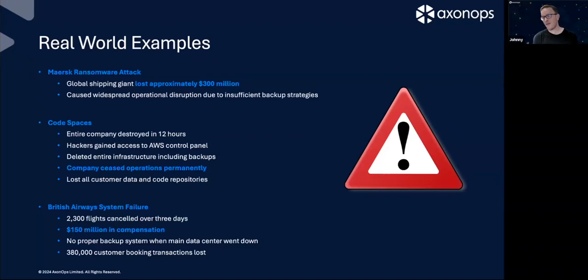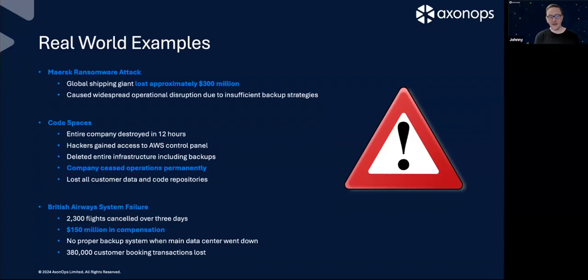Code Spaces, that's another one that we might all remember hearing about. This entire company was destroyed in 12 hours. Hackers got into their AWS console and deleted everything, and most importantly, deleted everything including their backups. So that company ceased operations permanently, and all of their customers' data and all of their code repos were gone and lost. The really important point to take away is that they were still able to delete your backups. So even if they get into your AWS, make sure your backups aren't in the same place as well.